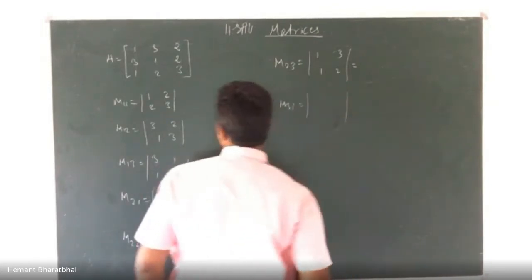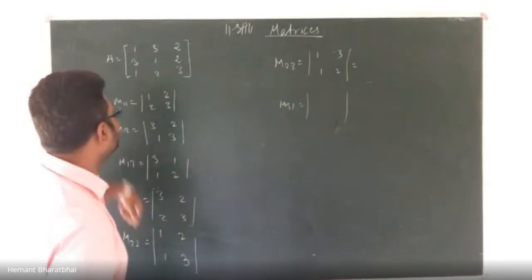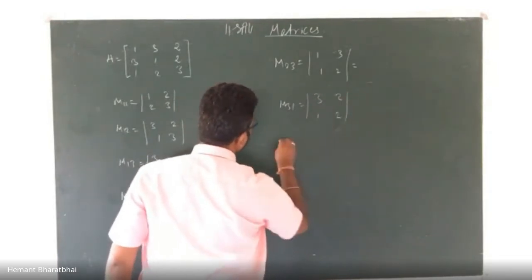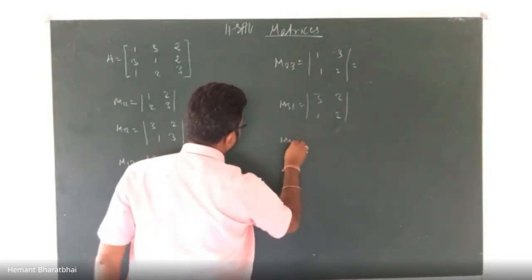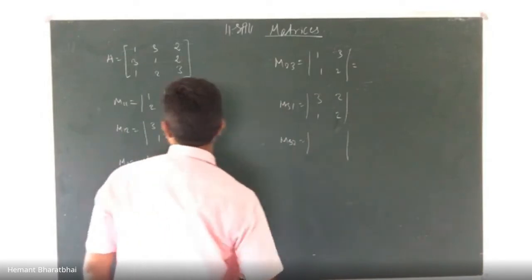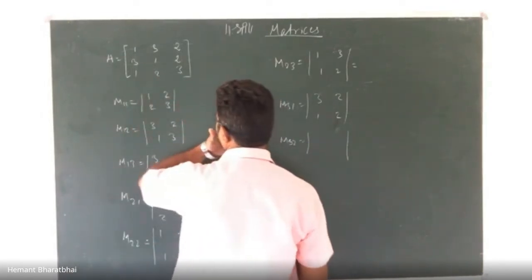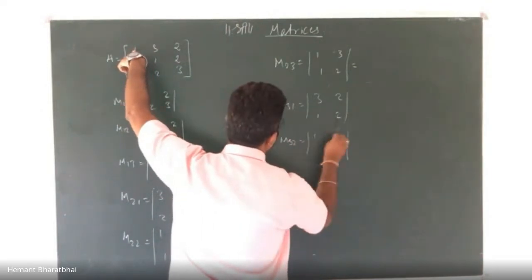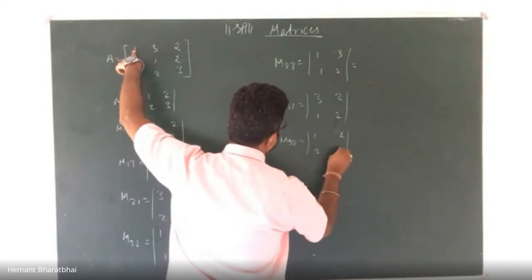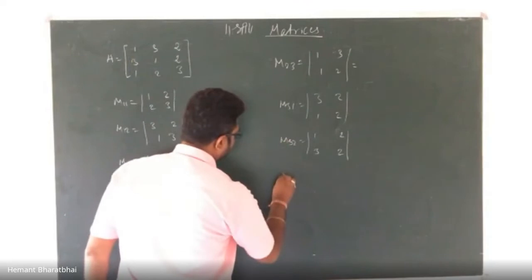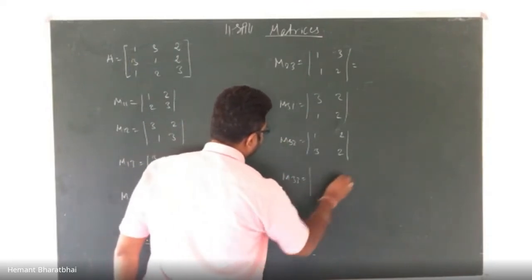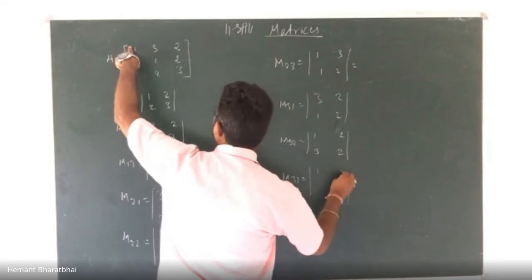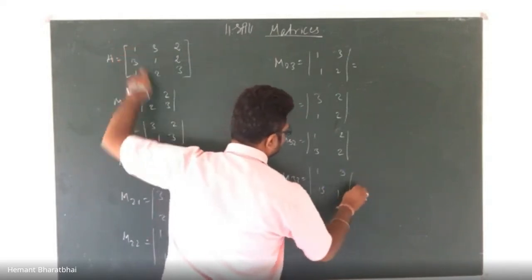Then M31. So you are going to cancel third row and first column. So you will get 3, 2, 1, 2. Then M32. You will have to cancel third row and second column. So when you cancel third row and second column, you get 1, 2, 3, 2. And then M33. So you have to cancel third row and third column. So you get 1, 3, 3, 1.